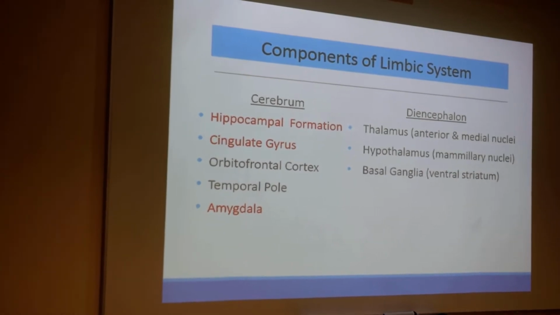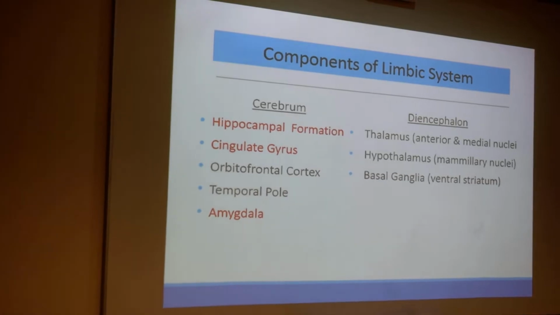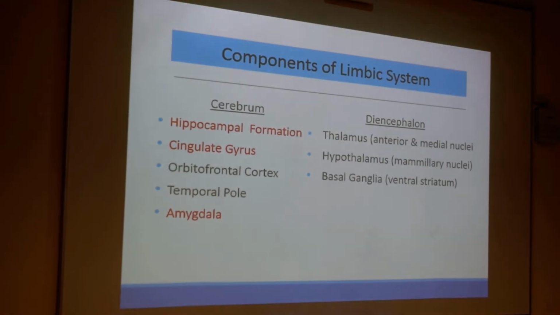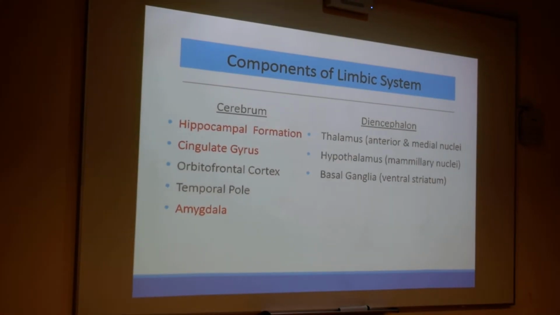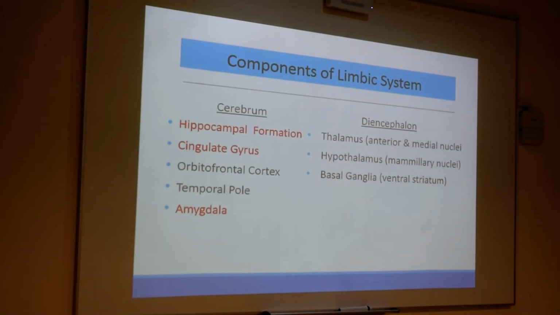I did it into the cerebral and the diencephalon. The cerebral contains different cortical areas that are all involved. There are association areas as well. But the ones I'm going to talk about are the hippocampal formation, the cingulate gyrus, orbitofrontal cortex, temporal pole, and the amygdala. And the diencephalon, you already know it: the thalamus, hypothalamus, the basal ganglia, but only some parts of it. Actually, the list goes on.